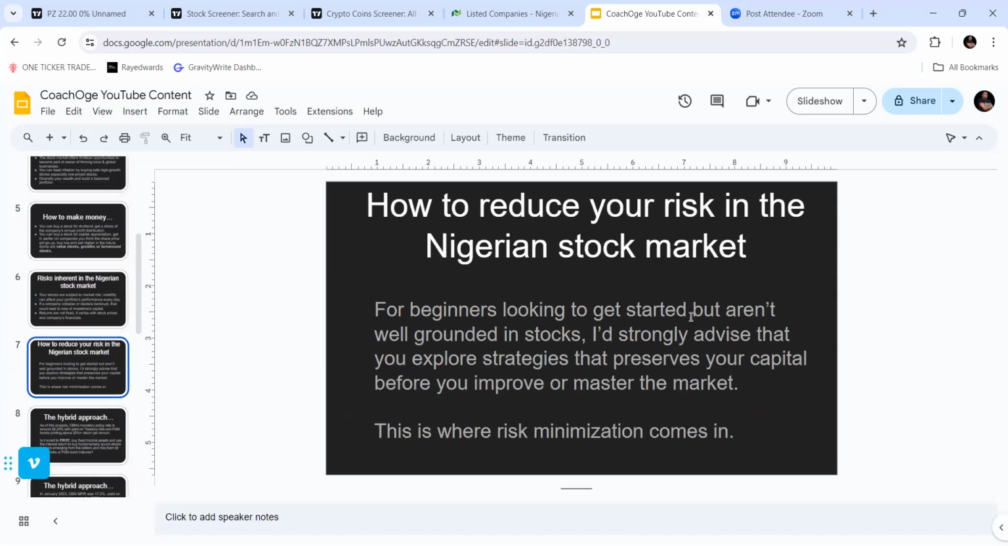Now, how do you reduce your risk in the markets? That's the part that I think you're most interested in, right? Which is where capital preservation is coming in. Now, how do you reduce your risk? How can I play in the stock market without giving up my capital, without losing my money? For beginners looking to get started but aren't well grounded in stock, this is very key.